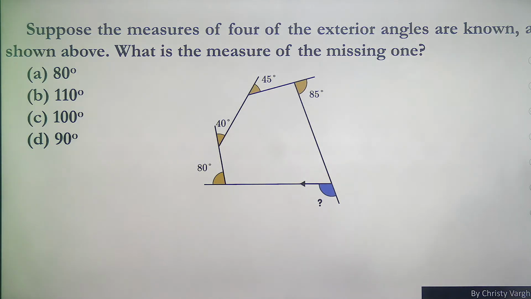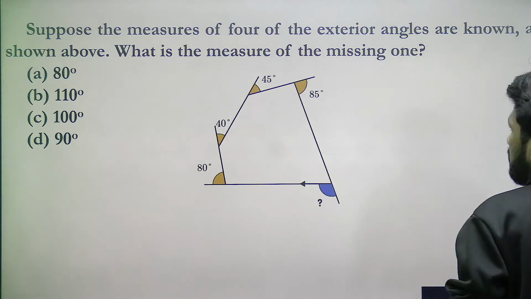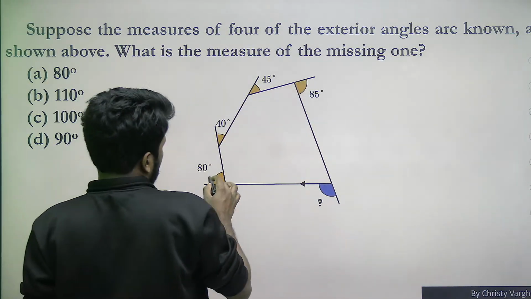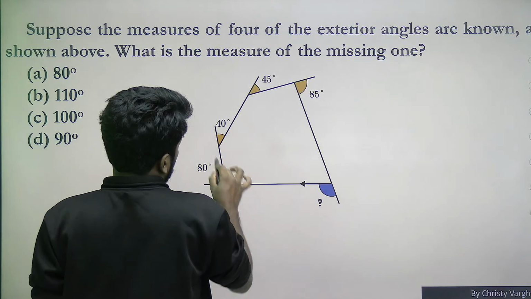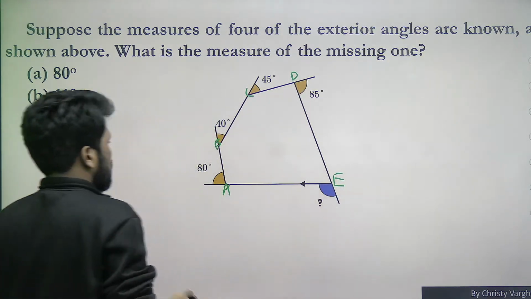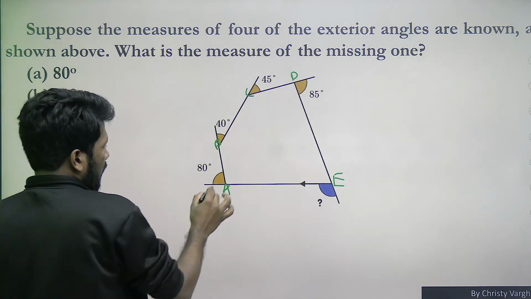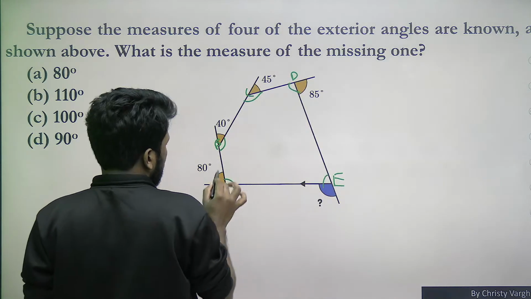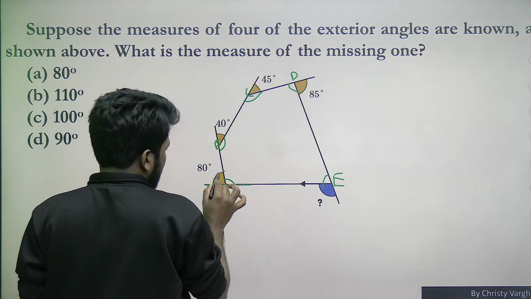Okay, so I'll start explaining. Suppose the measures of 4 exterior angles. So these are exterior angles. First of all, this is a pentagon. If I call this ABCDE, ABCDE is a pentagon, a 5-sided polygon. Interior angles are these. Exterior angle means these ones. If you extend this line, this is exterior.